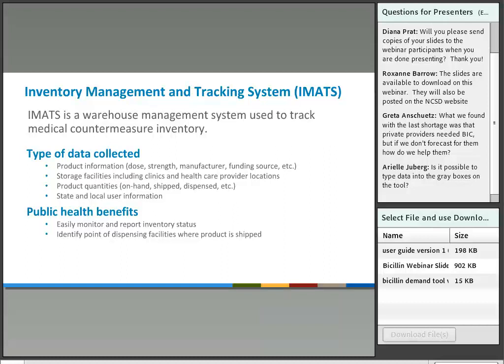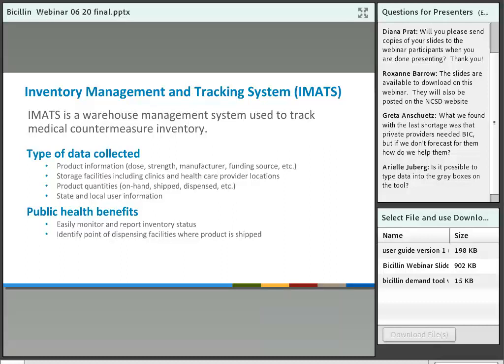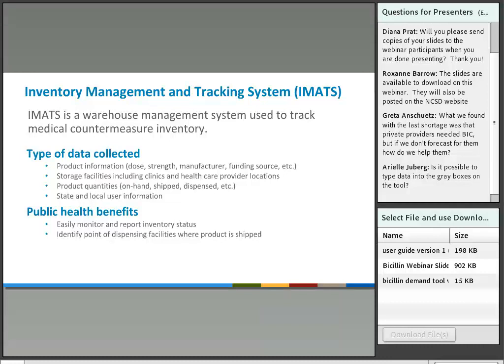We collect data such as product information, like the strength, the dose, manufacturer, NDCs, storage facility information anywhere this inventory is housed, on-hand inventory, shipped inventory, what's been dispensed at an inventory level, as well as state and local user information. As far as the public health benefits, it allows our users to easily monitor and report inventory statuses. It also helps to identify their points of dispensing facilities, where product is shipped at the endpoint for dispensing.